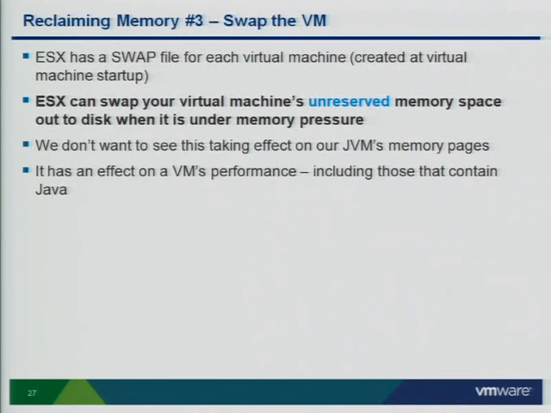Lastly, and this is really if the balloon driver is not able to get back some memory stolen away from another VM, then ESX will start to swap virtual machines, just as physical systems will swap a process on a physical box. ESX will now begin to swap a virtual machine out to the swap file on the disk. Notice I say it'll swap the virtual machine's unreserved memory space. We're going to prevent the swapping from happening and prevent the ballooning from happening in the next slide.